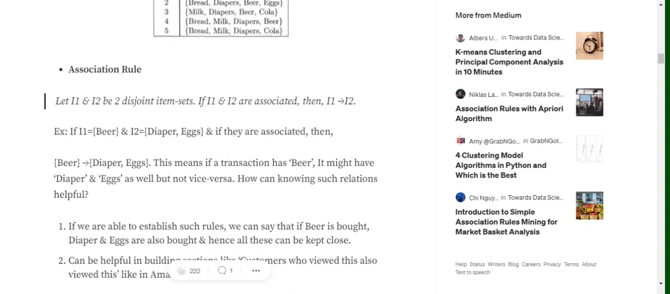This is what association rules tell us. If we have I1 giving I2, this means that if a transaction has the I1 subset, there are high chances that it has the I2 subset as well, but not vice versa. It is not necessary that if the transaction has diapers and egg, it would have beer also. It's directional in nature.